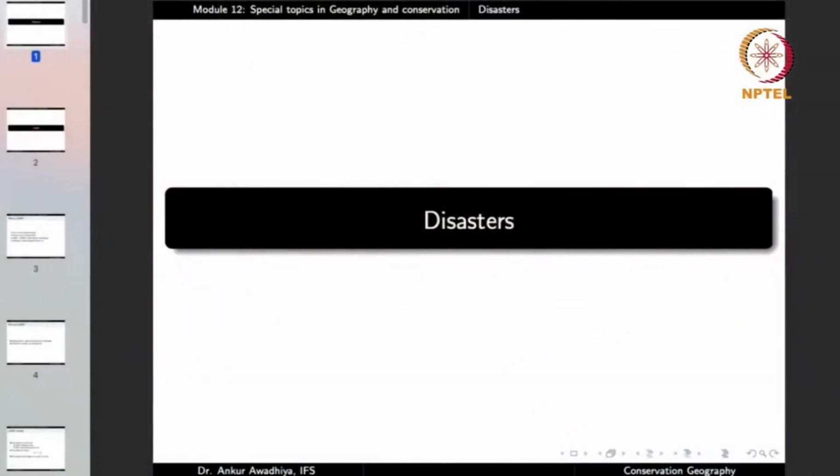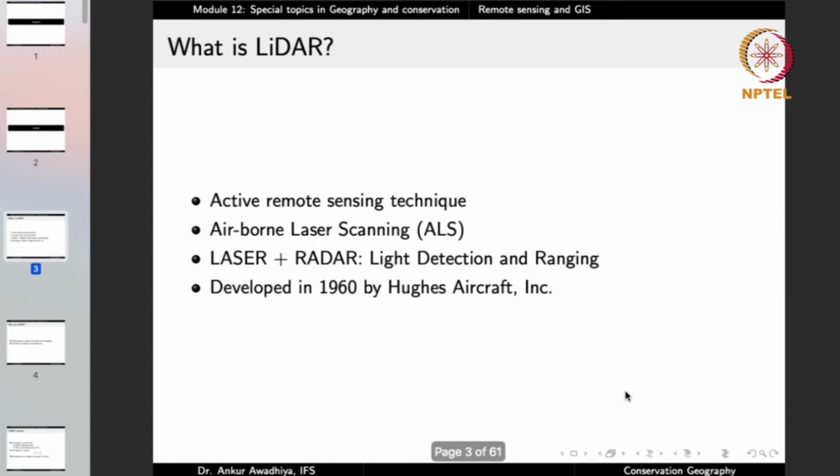Namaste. We move forward our discussion on the special topics in geography and conservation, and in this lecture we shall have a look at disasters. But before that, we'll carry on with our bit that was left out of remote sensing and GIS, specifically LIDAR.